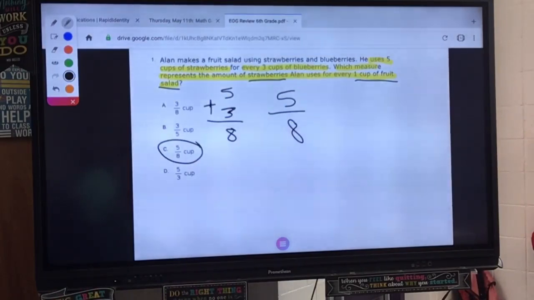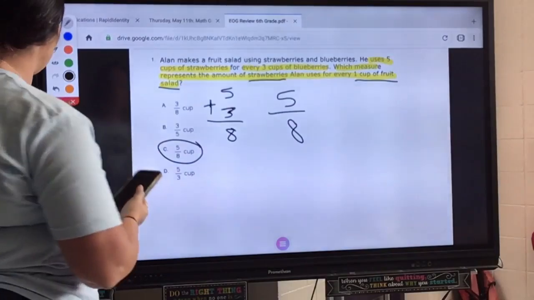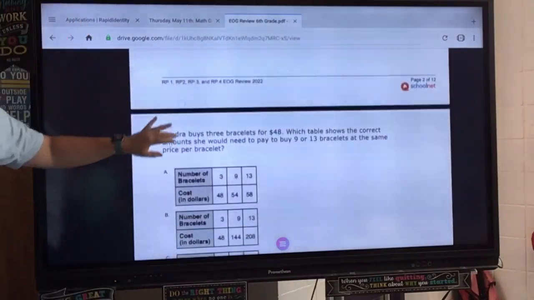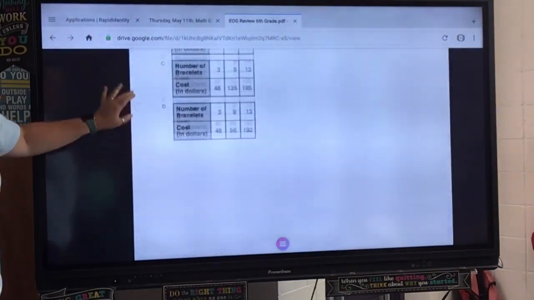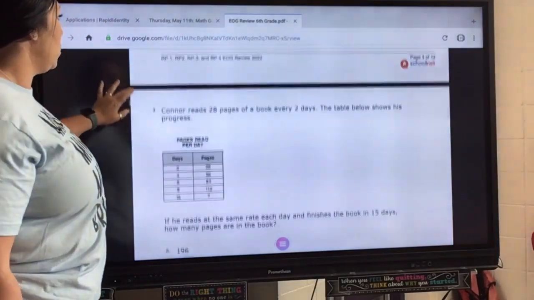Y'all, this is disturbing. You do know ratios, rates, unit rates, percents are 30% of the EOG, right? Like y'all do realize that? Go to number 3. Sorry, number 3.